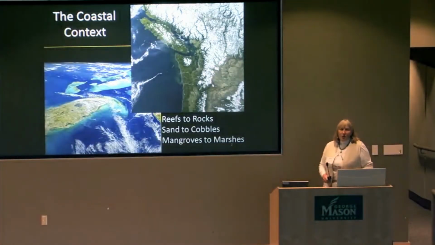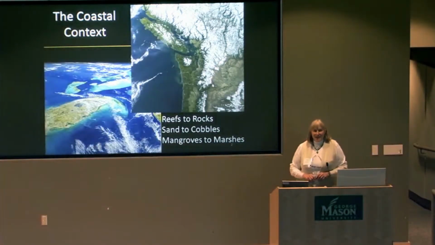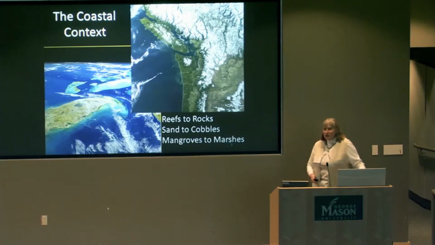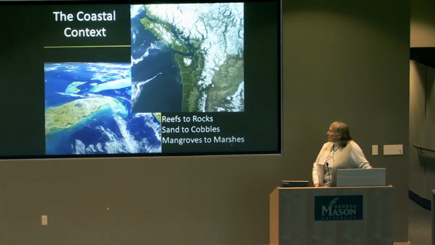I think one important thing to note right up front is that when we talk about coasts and we put very big titles on meetings like this, we have to remember that there is a great diversity in the different types of coastal environments, even just within the continental US. So it's not just sandy beaches, it's reefs and rocks and sands and cobbles and mangroves and marshes. All kinds of different things come together.